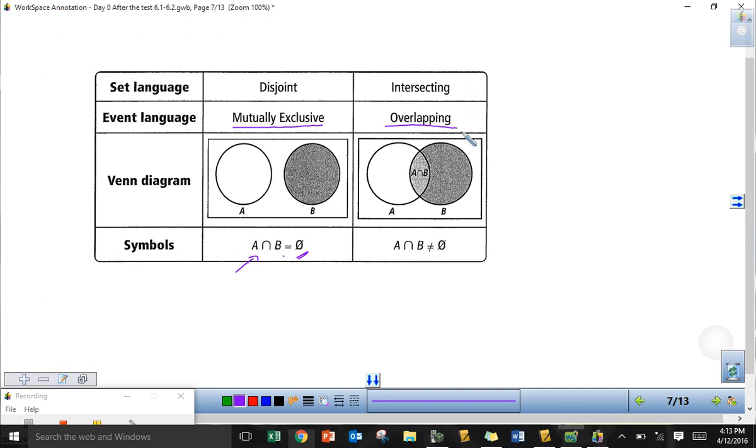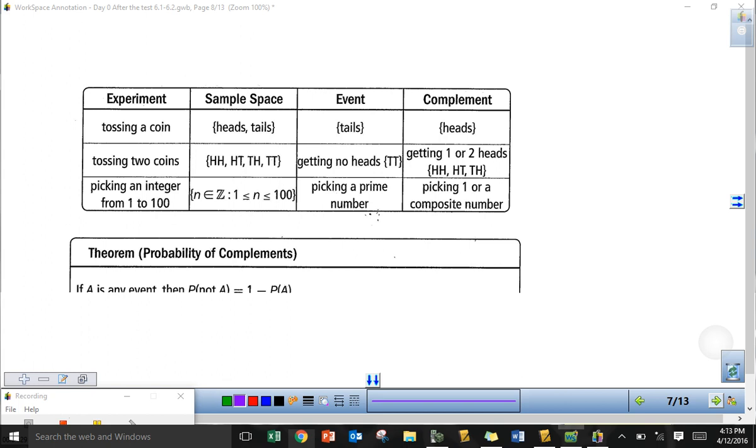Alright, so overlapping ones will have an intersection, and as you can see in symbols, the intersection is not the empty set. That just means that there has to be something going on there in the overlap.